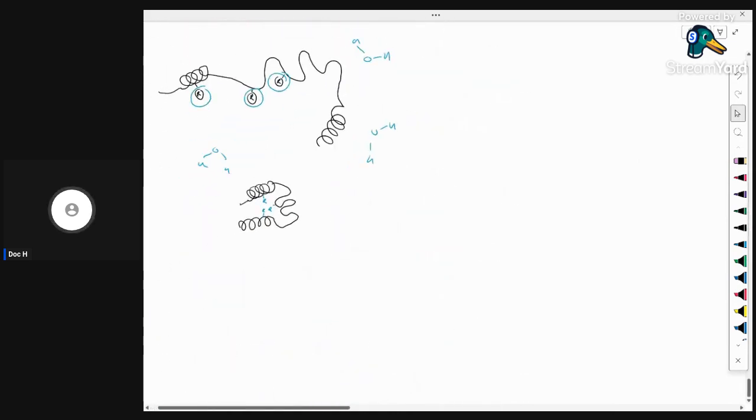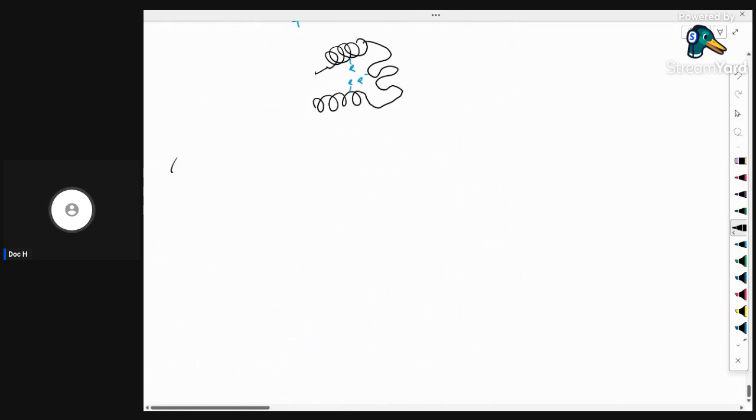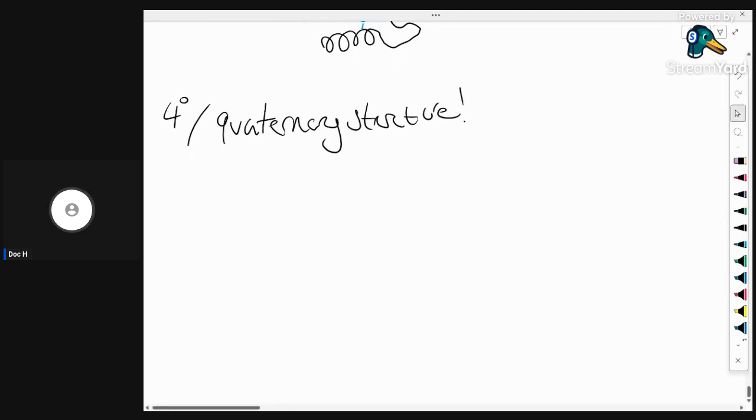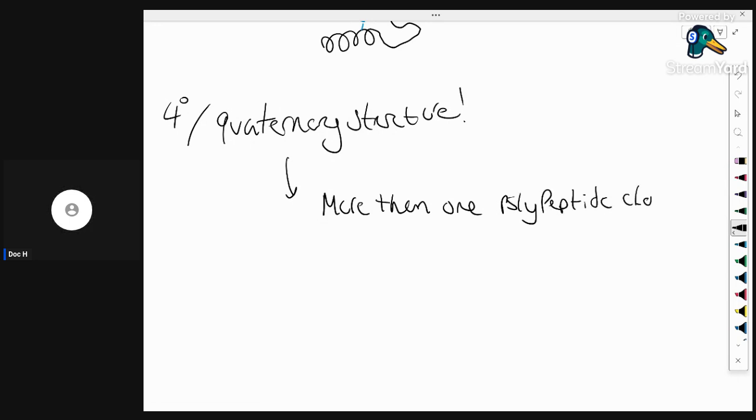Okay. The final stage of protein folding, before we look at two examples, is quaternary structure. And I'm not going to spend too much time on this, apart from to say that this is when we have more than one polypeptide chain that interact with each other.